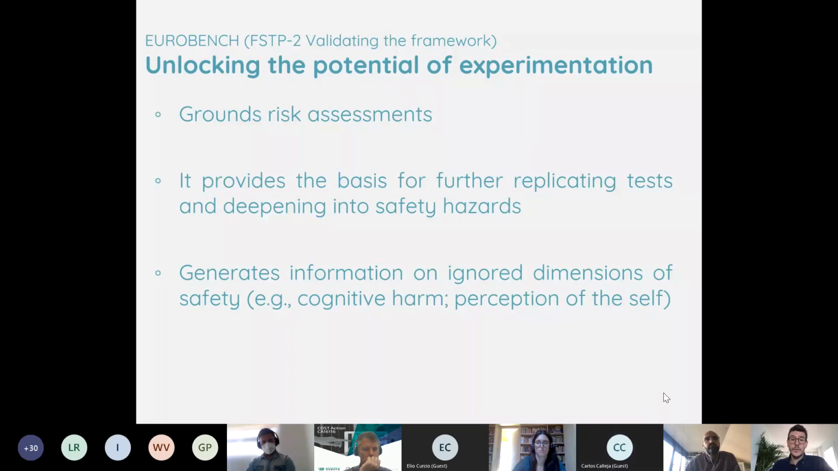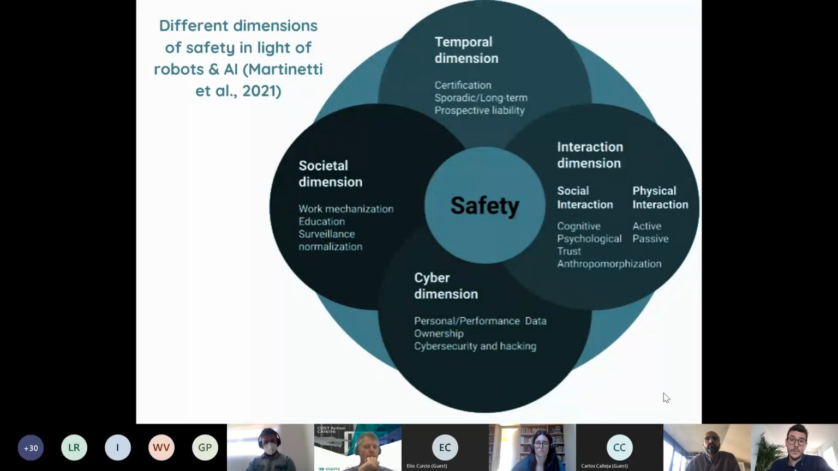So here's an overview of how broad safety can be when it comes to technologies such as robots. As you can see from this graph, it is not only a physical dimension, but also includes a cyber dimension, encompassing cybersecurity impacts, which also adds elements like trust or over-trust into the picture.